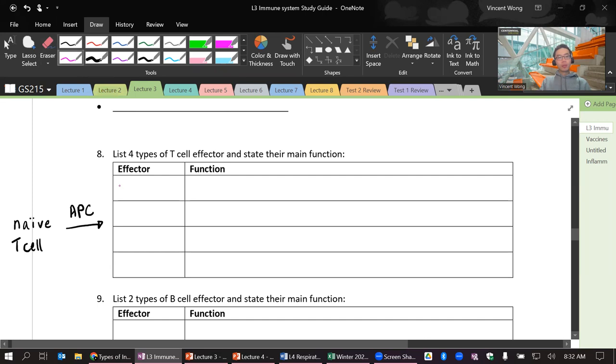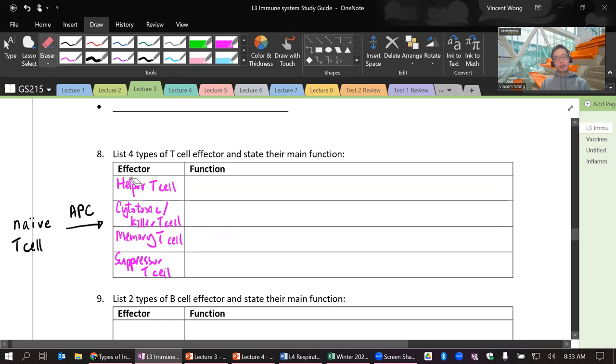And the effectors we learned were helper T cell, cytotoxic or killer T cell, memory T cell, as well as suppressor T cell. Okay, now you can fill in the function yourself by looking at the notes. I'm just going to verbally review them for you.